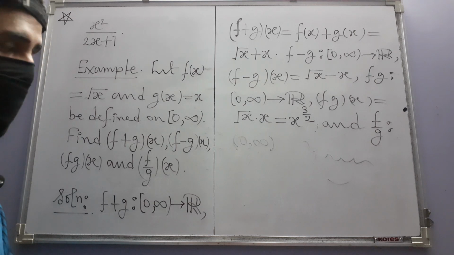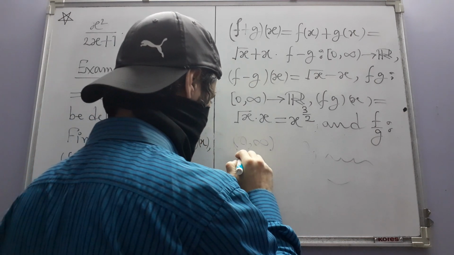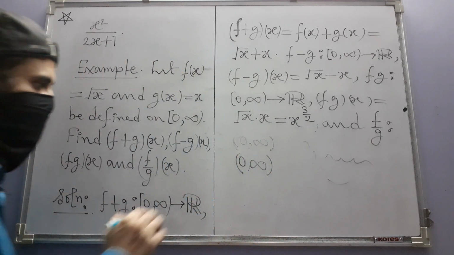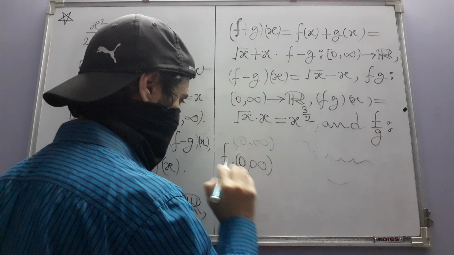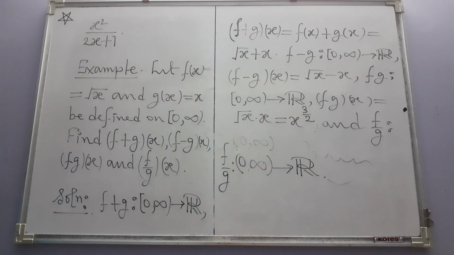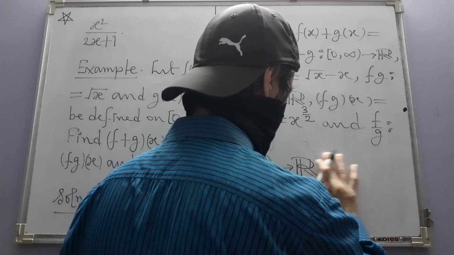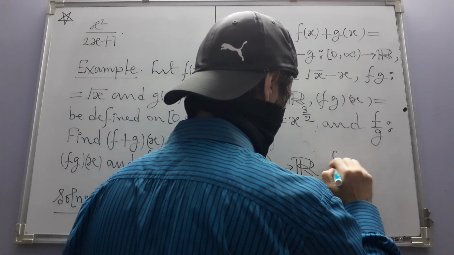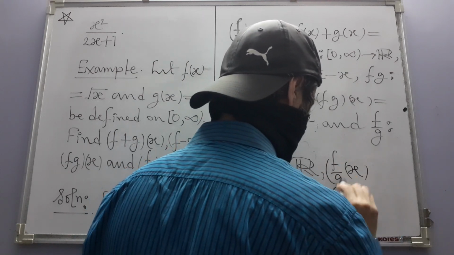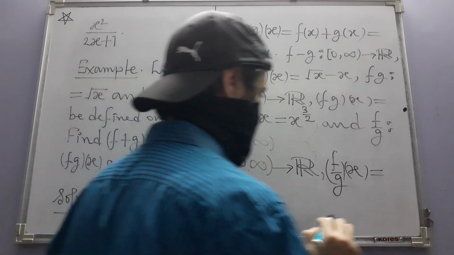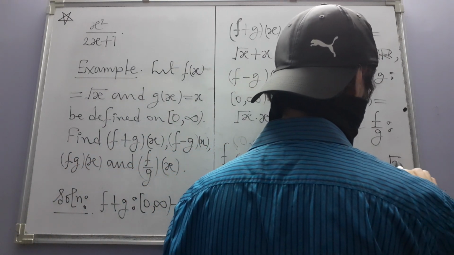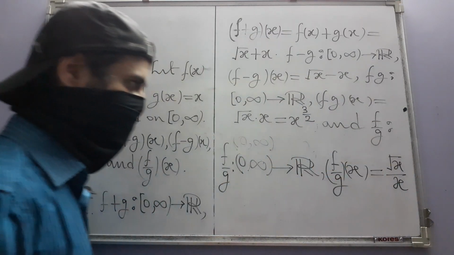That means instead of choosing this closed ray, you have to choose this open interval, 0, infinity. So that should be the domain of your function. And of course, the codomain is R. And the value of the function at x should be f of x divided by g of x. So that means square root of x divided by x.